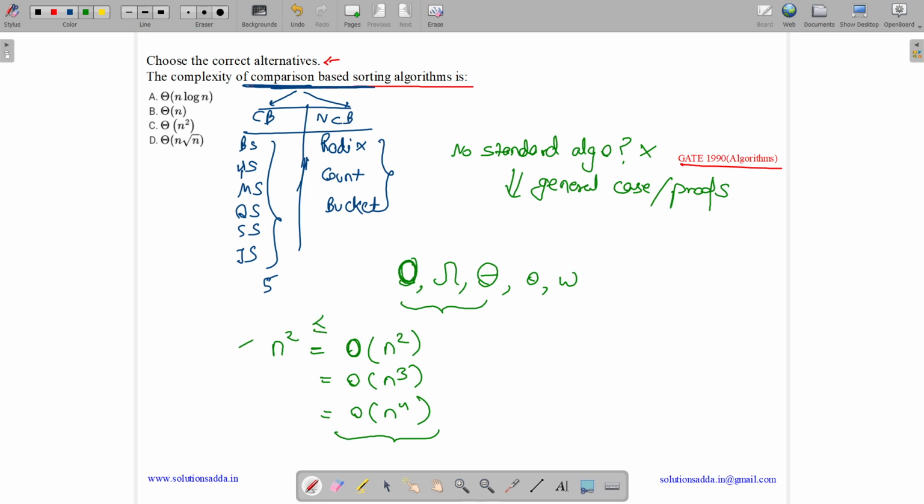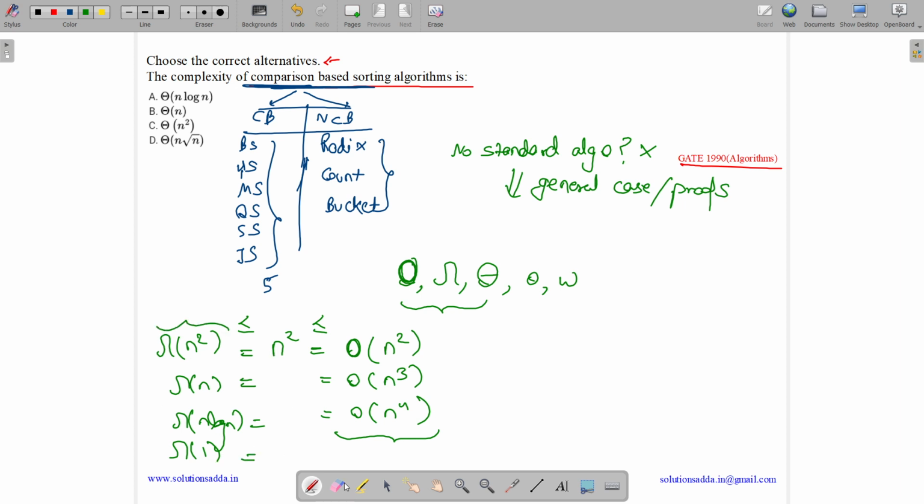Anything bigger would come over here, which means n square is less than or equal to anything on the right hand side. And what is the meaning of omega? Anything smaller we can write over here, greater than or equal to. We can write n square equals omega of n square, omega of n, omega of n log n, omega of 1. Anything smaller we can write on the right hand side.